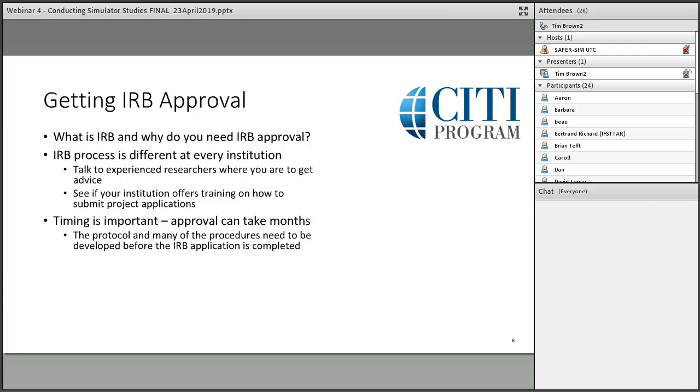But at a minimum, you've got to have the protocol and procedures outlined before you submit the application, but you want to get it in as quickly as you can to maintain your timeline for your project.